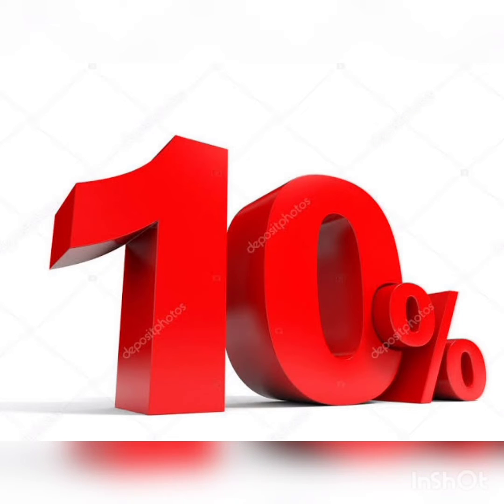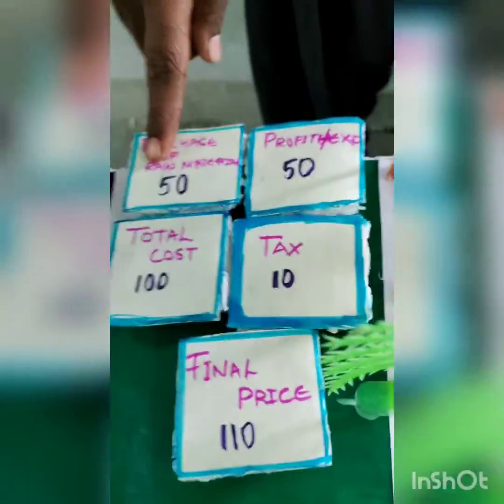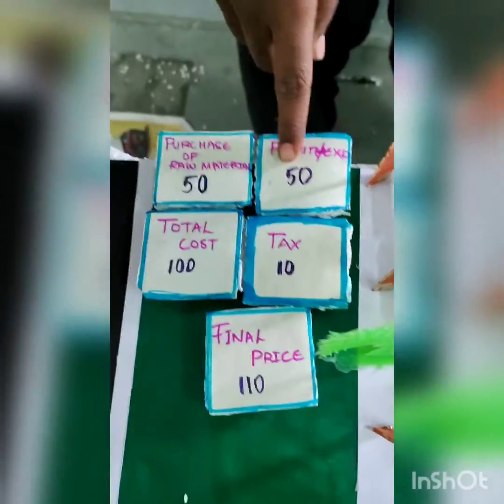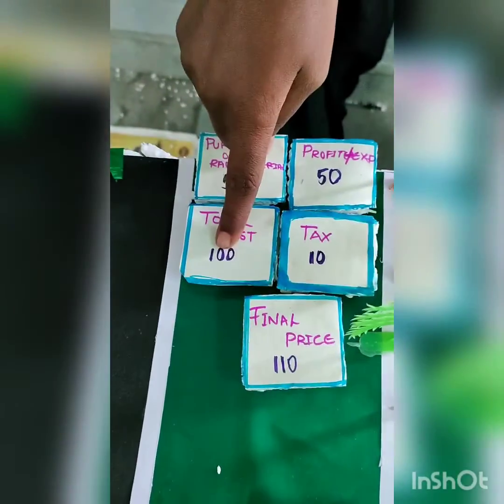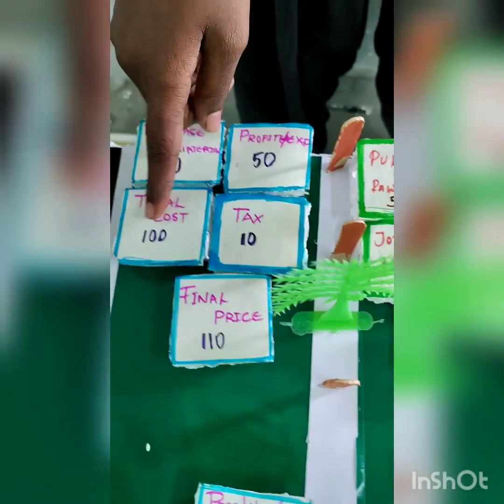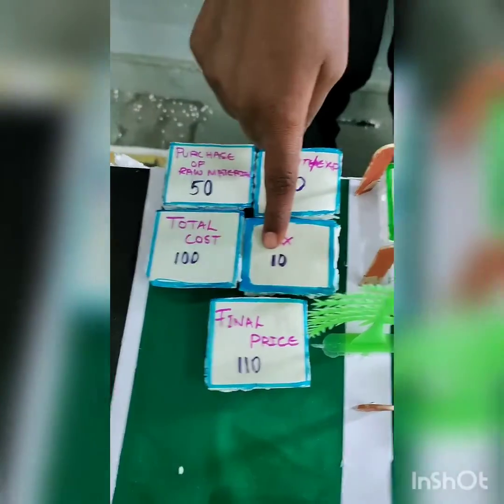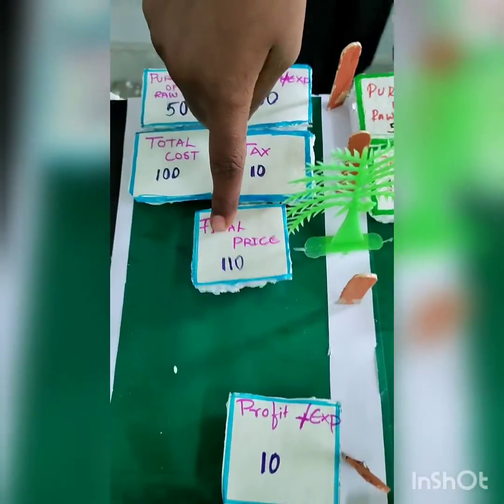Let's take an example. Here we are assuming our universal tax rate is 10%. Suppose a manufacturer purchases a raw material for rupees 50 and adds his profit of 50, and the total cost will be 100, and he will have to pay tax of 10% on 100 rupees. The tax will be 10 rupees and the final price is 110.